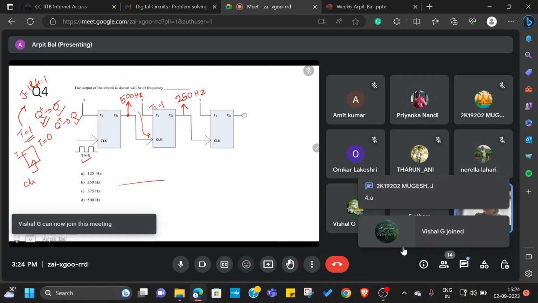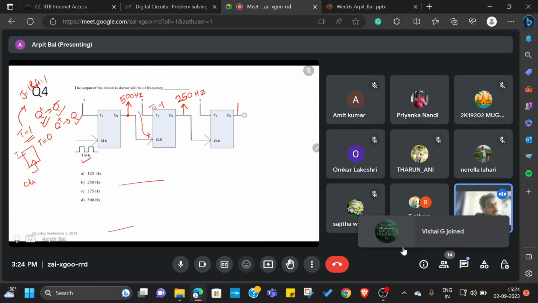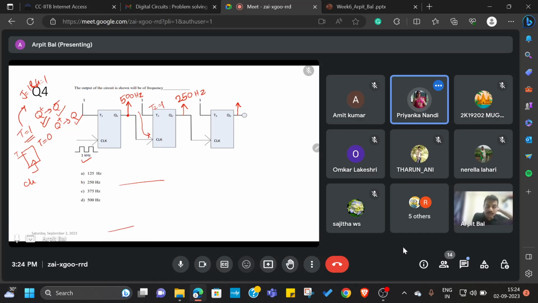Similarly, what is going to be the output clock frequency of the last flip-flop? That is 125 hertz. Yes, that's correct. So 125 hertz is the answer.